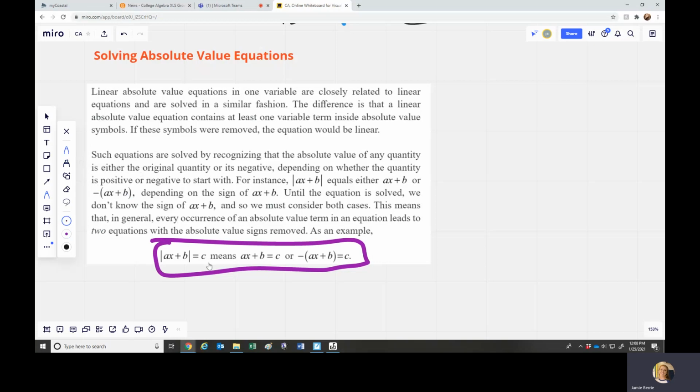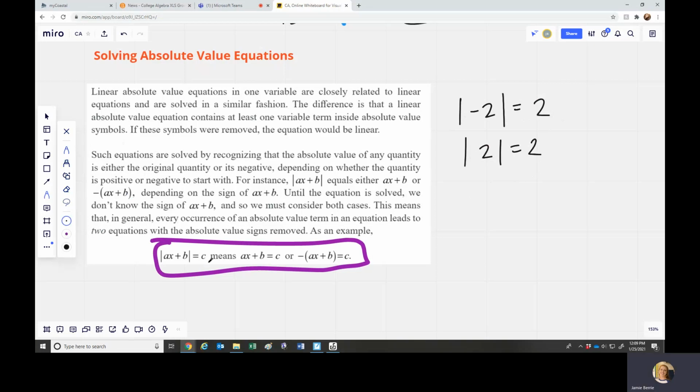So while you're writing that down, I'm just going to talk about this part up here. It says some equations are solved by recognizing that the absolute value of any quantity is equal to the original quantity or its negative, depending on whether the quantity is positive or negative to start with. So basically, if you have absolute value of negative 2, then that's going to be 2. If you have absolute value of 2, then that's just 2. Here they both come out with the answer 2, but one is positive and one is negative.